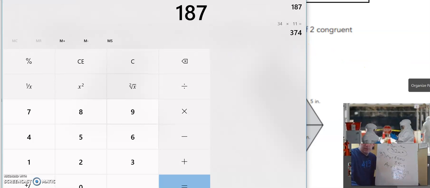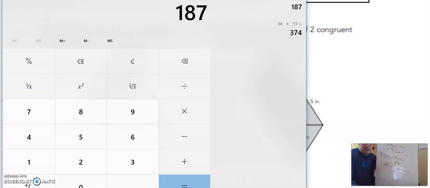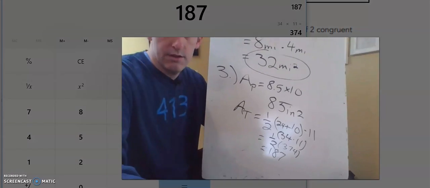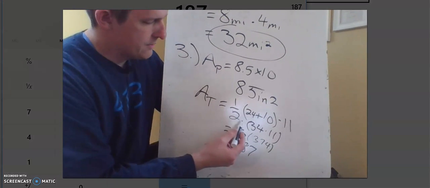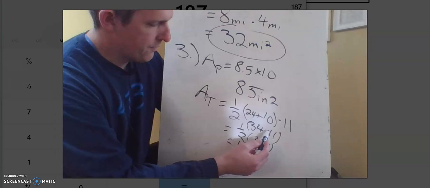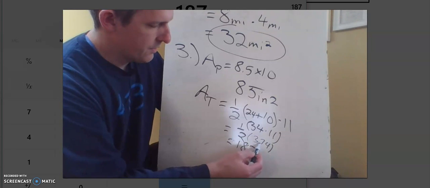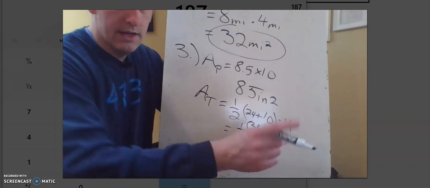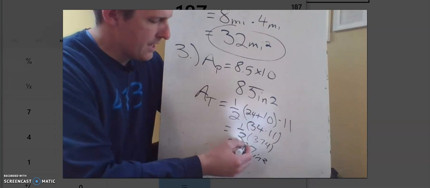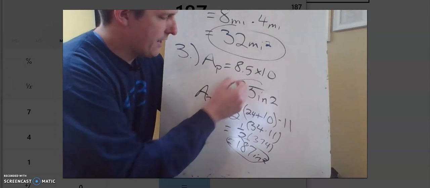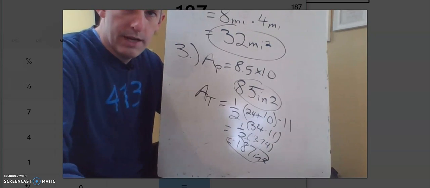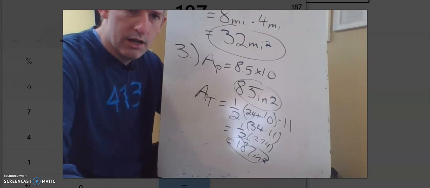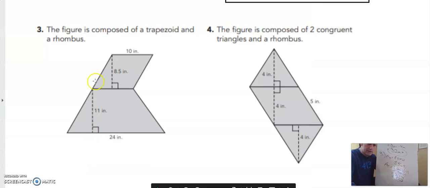Oops. Don't let that pop up. Let me show you what I was doing here. So I add 24 and 10 and get 34 times 11, which is 374. Half of that is 187. And again, this is inches squared. So what I've got here is my half answer and another half answer. And if you go back to our drawing, our worksheet, you can see that we have the area of this bottom shape and we have the area of this bottom shape right here.